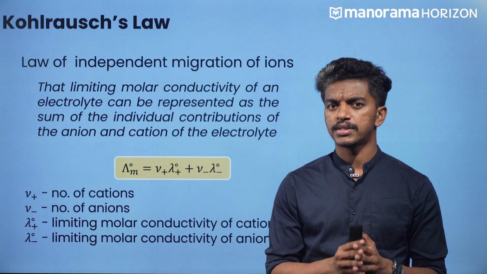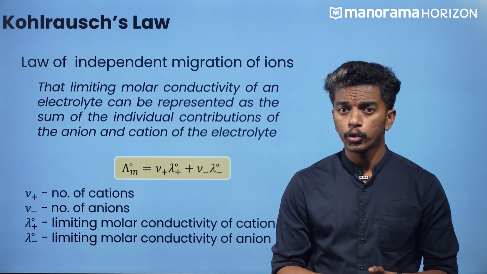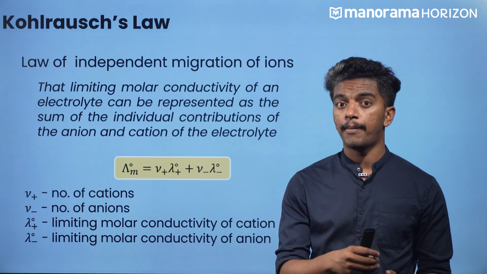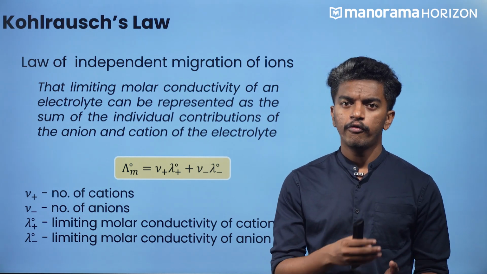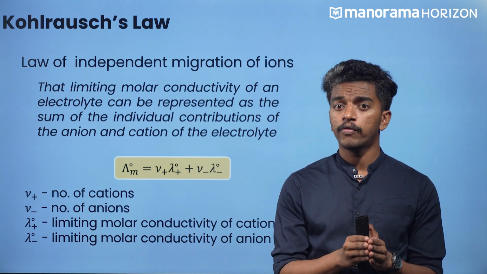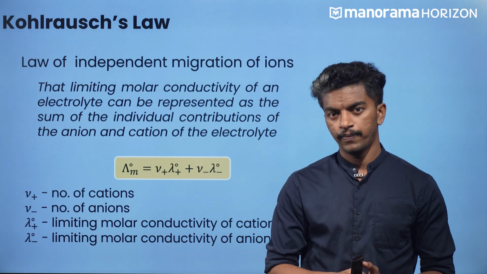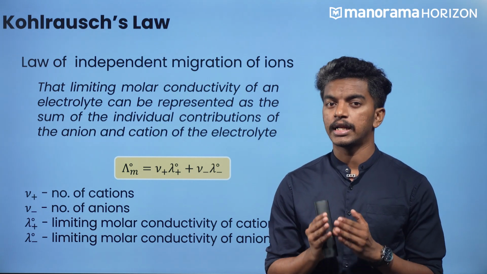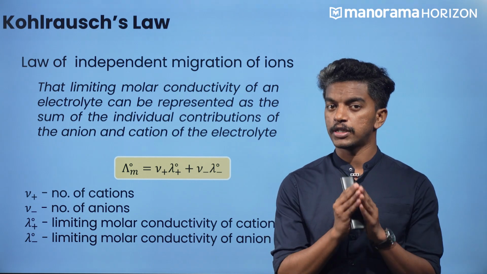Generally, it is represented by the equation Λm0 = ν+ λ0+ + ν− λ0−, where ν+ and ν− are the number of cations and anions respectively, and λ0+ and λ0− are the limiting molar conductivities of cation and anion respectively.